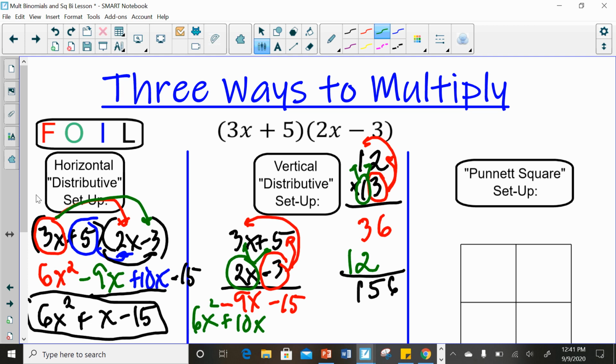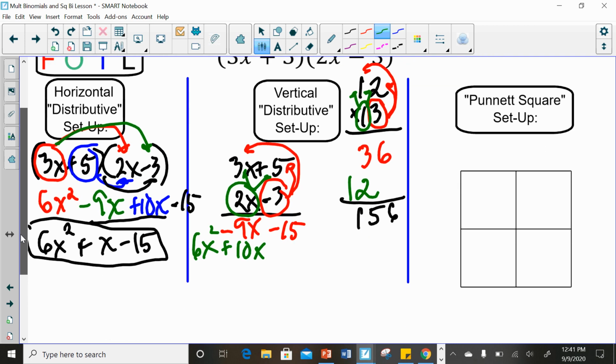And then we are going to draw our line and just add down. So negative 15 plus nothing is negative 15. And then negative 9 plus 10 is a positive 1, so plus 1x. You can put the 1 in there if you want to. And then nothing plus 6x squared is 6x squared.